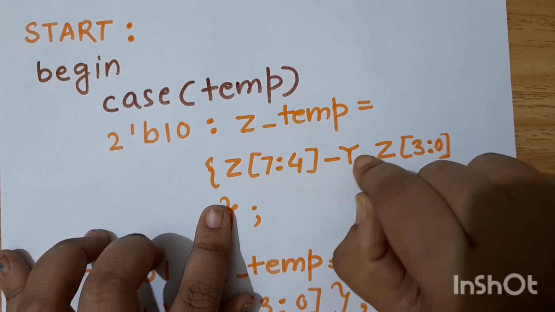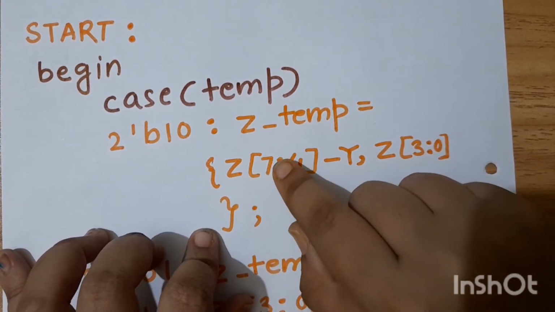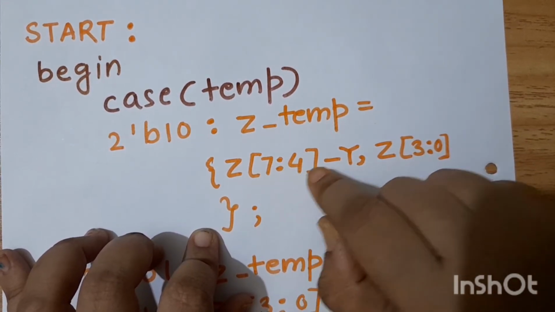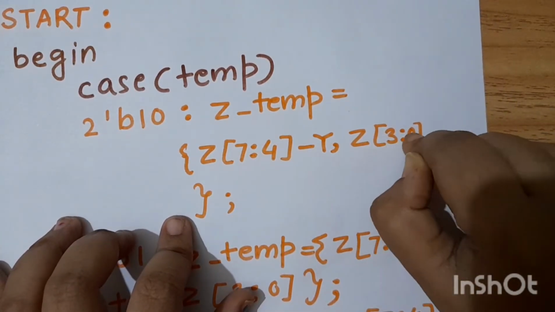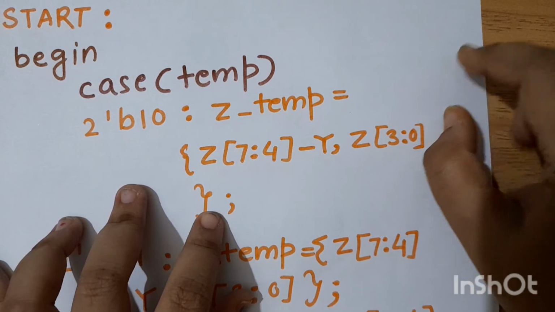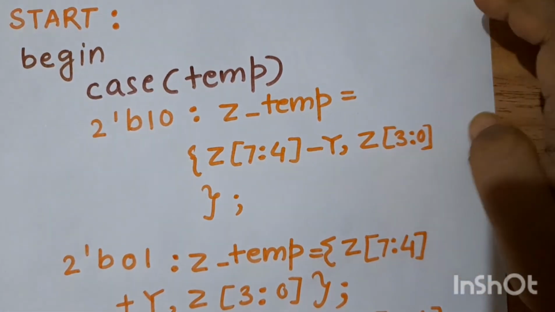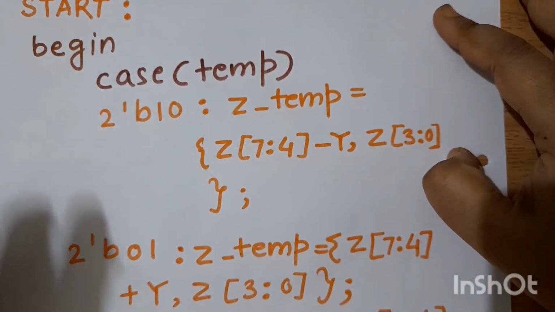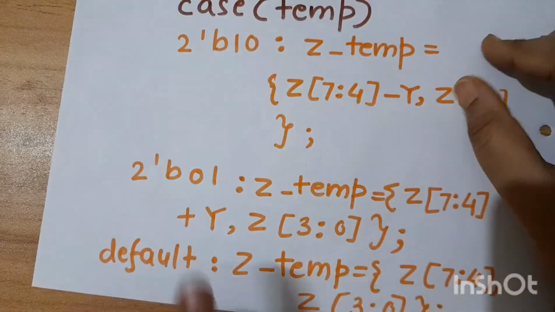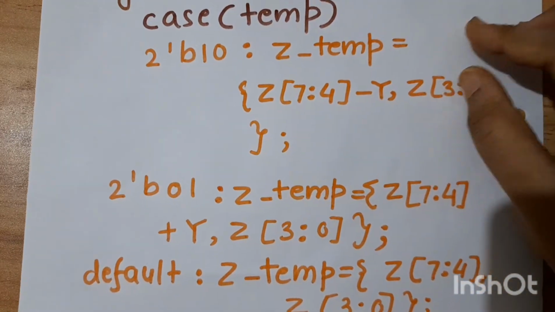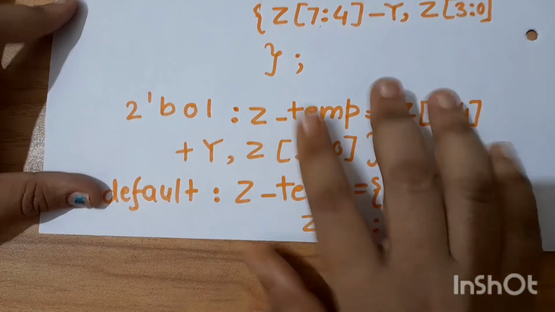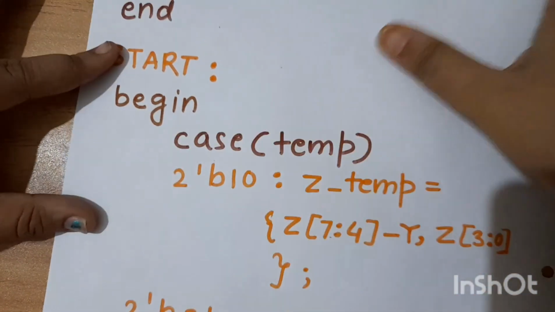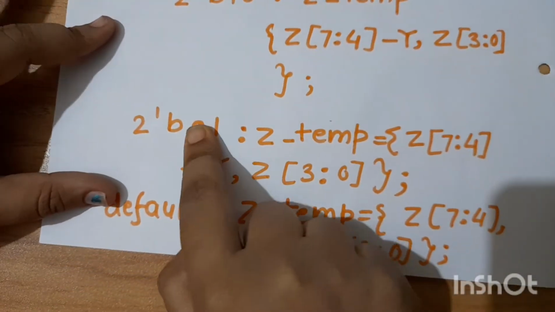So A minus M is equivalent to Z[7:4] minus Y, comma, Z[3:0]. We will concatenate it, and here is the semicolon. Next is 2'b01 semicolon. Next is 2'b01 colon. So here it is one case statement. Here is another case statement.